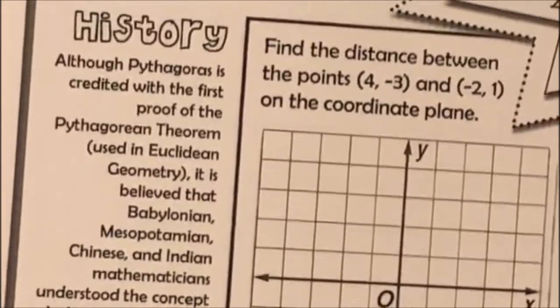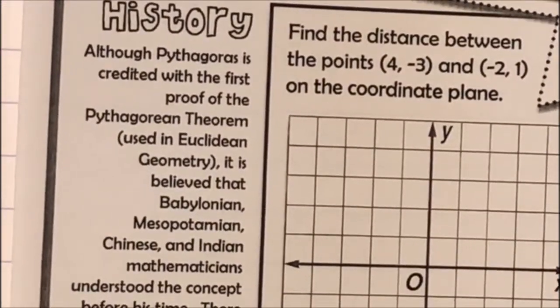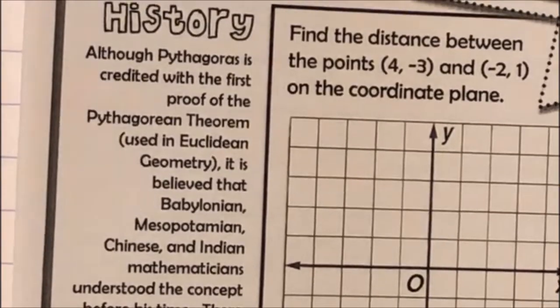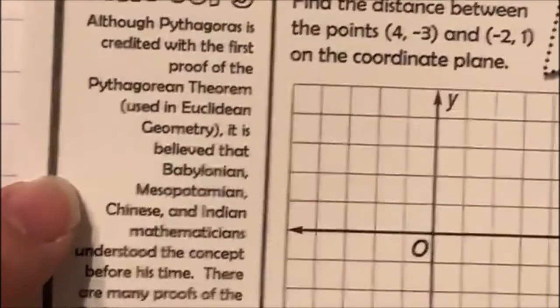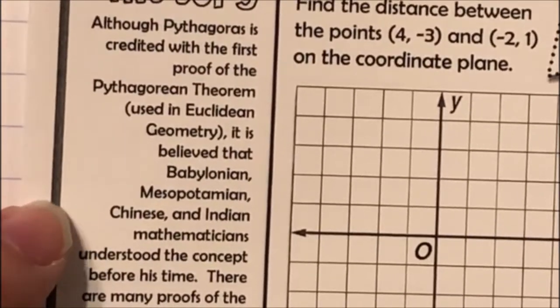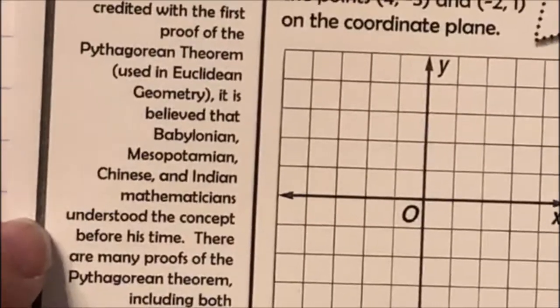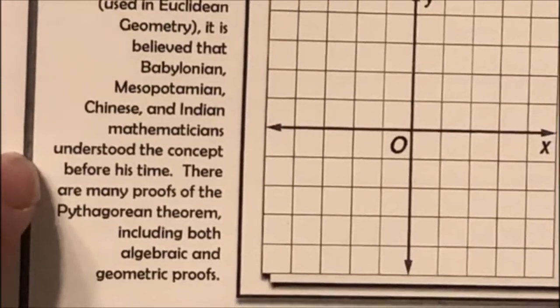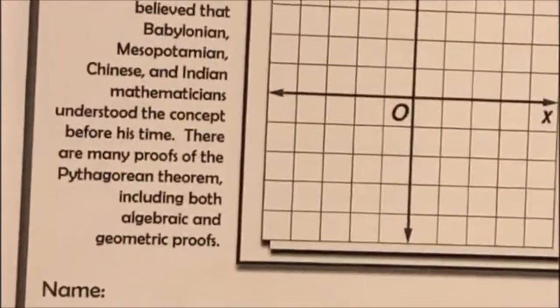So a little bit of history. Although Pythagoras is credited with the first proof of the Pythagorean theorem used in Euclidean geometry, it is believed that Babylonian, Mesopotamian, Chinese, and Indian mathematicians understood the concept before his time. There are many proofs of the Pythagorean theorem, including both algebraic and geometric proofs.